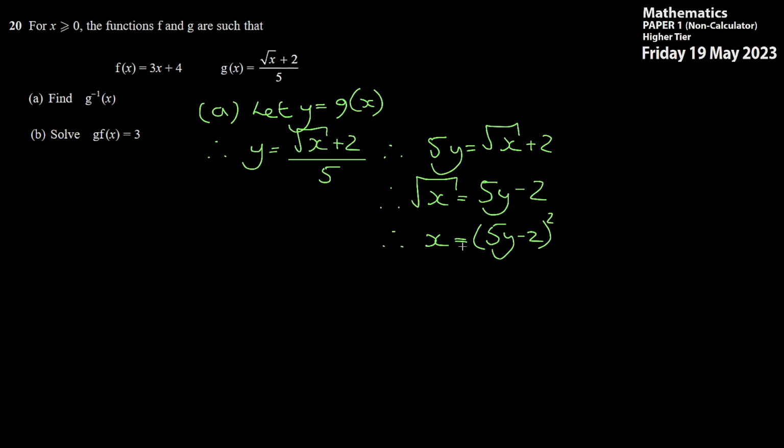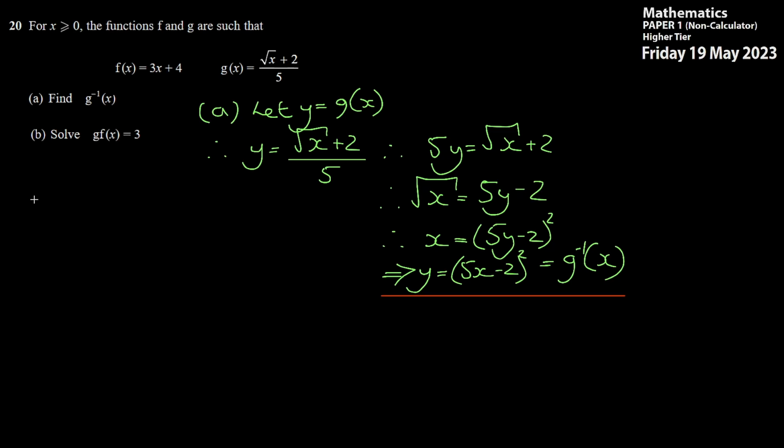So swapping x for y and y to x, this becomes y is equal to 5x minus 2 squared, and that is equal to g to the minus 1 of x. And there is your first answer.